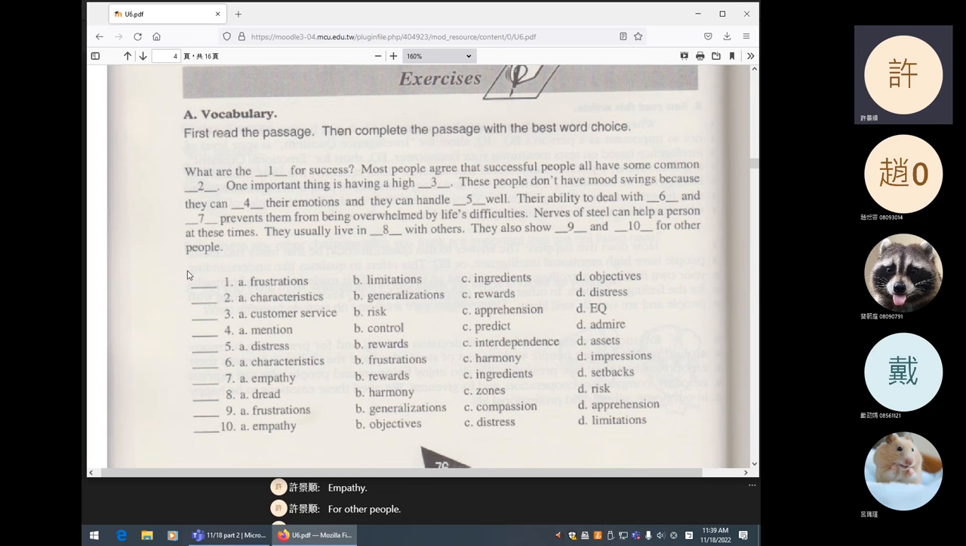I want to point out two things in this reading. Can help a person, you can say at these times, you can say in these times. And then here we have a phrase, in harmony with. In harmony with. Okay, do you have questions about this practice?